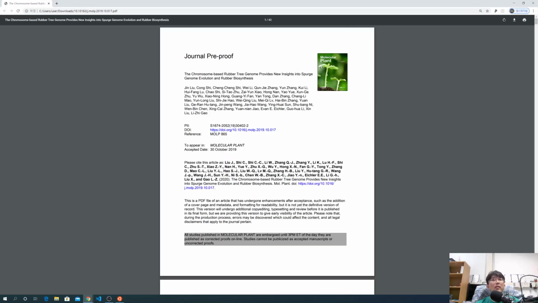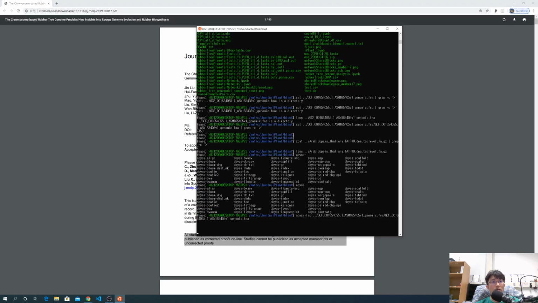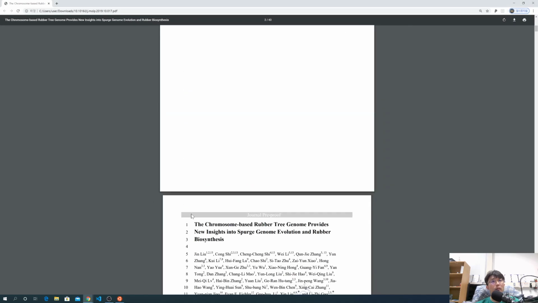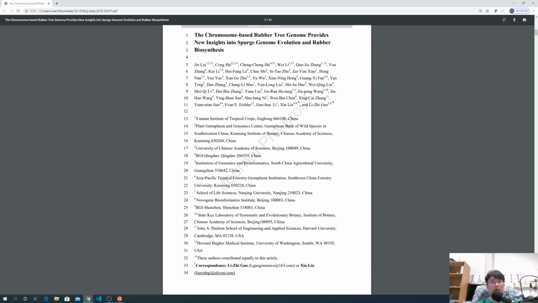So this genome is so important for everyone who works on the rubber tree. That's why they spent more money to complete the genome. The authors are from China, CAS, okay.